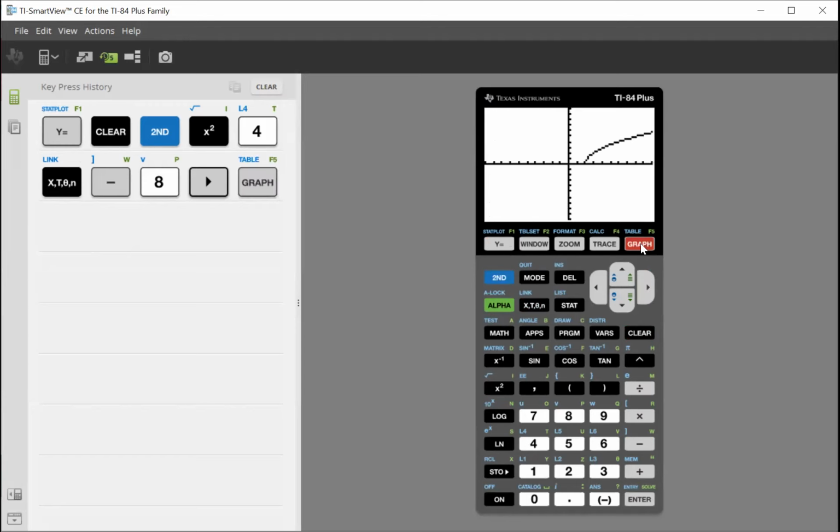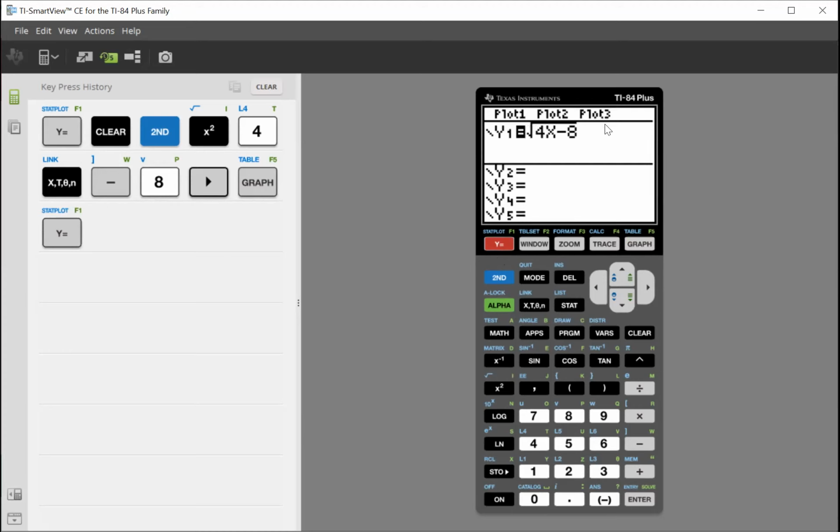Mine started saying quick. It says invalid error. Okay, so let me ask you this. Go back to the y equals like I'm at. Mm-hmm. You see on top, plot 1, plot 2, and plot 3, are any of them highlighted?